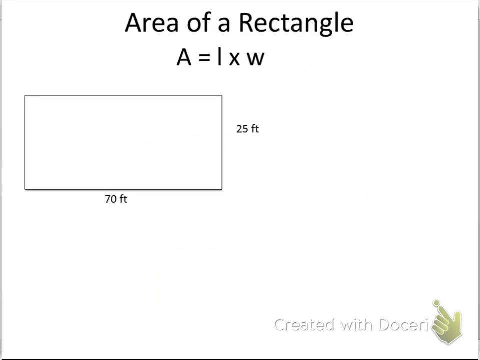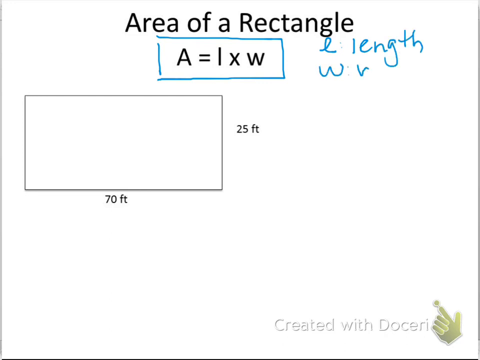Alright, let's talk about how to find the area of a rectangle. The formula or the equation for finding the area of a rectangle is up here. Area equals length times width. You need to write down that L stands for length and W stands for width.